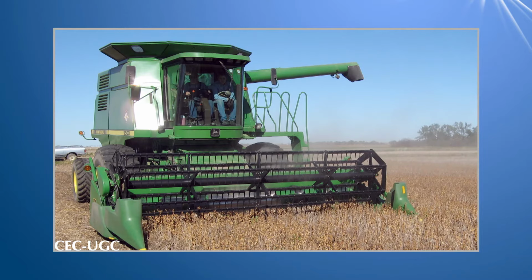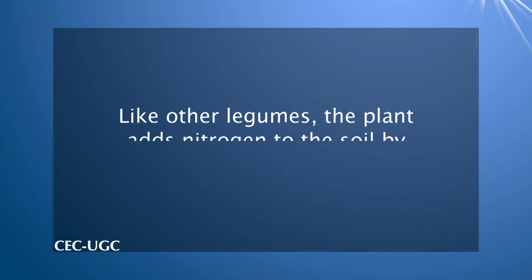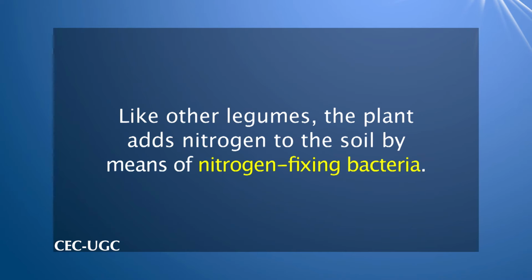The crop is planted after all danger of frost is past. Soybeans are usually harvested mechanically after the leaves have fallen off the plant and the moisture content of the seed has dropped to 13%, permitting safe storage. Like other legumes, the plant adds nitrogen to the soil by means of nitrogen-fixing bacteria and historically has been an important soil-enriching crop, though this practice is not common in most industrial agricultural systems.